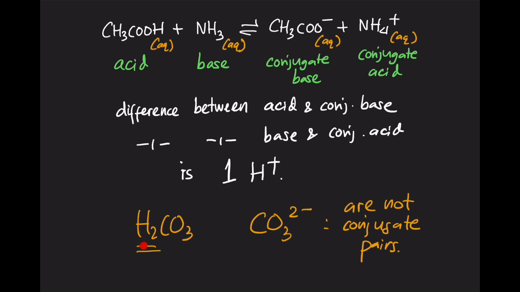Now, between H2CO3 and CO3 2-, we will have another molecule, which is HCO3-. H2CO3 is a conjugate pair with HCO3-, and HCO3- is also a conjugate pair of CO3 2-. Elements or compounds like this, which can be a base if you compare to H2CO3, but can also be an acid if you compare this to CO3 2-, we call an amphoteric compound.